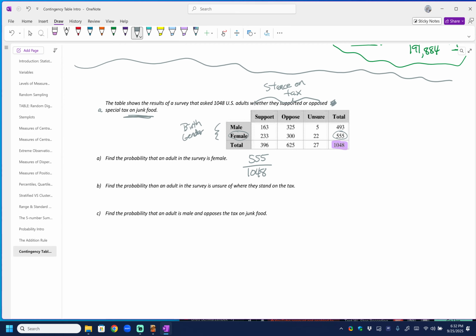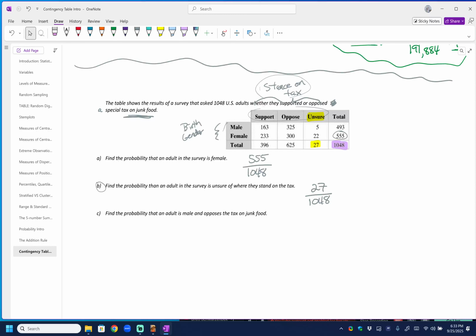How about find the probability that an adult in the survey is unsure of where they stand on the tax? Again, they're only asking about one variable, which implies a marginal probability. But notice that it's not the variable it was before. It wasn't birth gender, it's the stance on the tax, which means we're switching from a row variable to a column variable. Specifically, we're looking for the total amount of unsure. So out of our 1048, we take the total amount that are unsure and get 27 out of 1048.